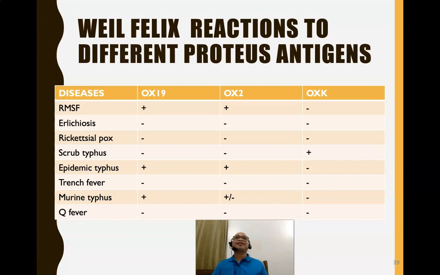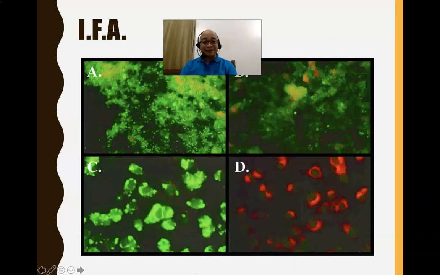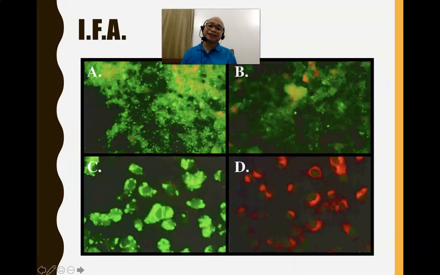Indirect fluorescent assay is preferred. Although this indirect immunofluorescent assay is more expensive than the Weil-Felix test, it's more sensitive and more specific. That's the reason why it is considered the gold standard. Not culture, because it's quite difficult and also dangerous to culture rickettsia. Dr. Ricketts actually died from studying rickettsia.